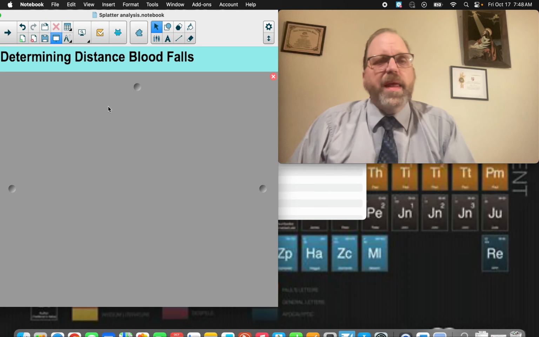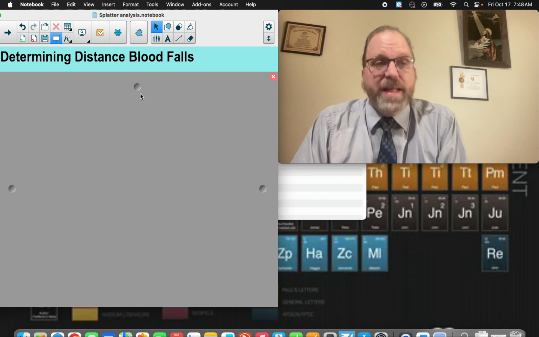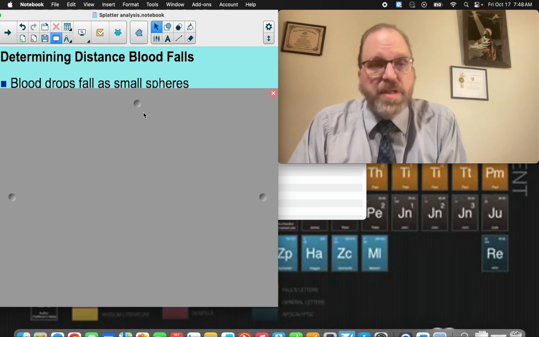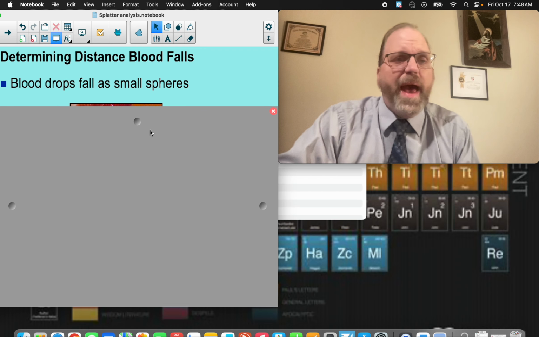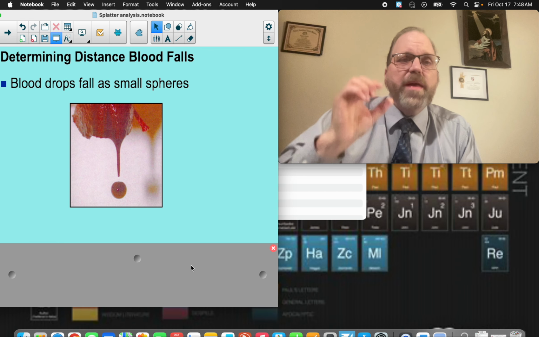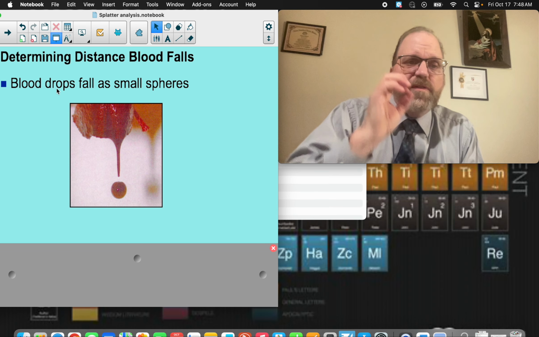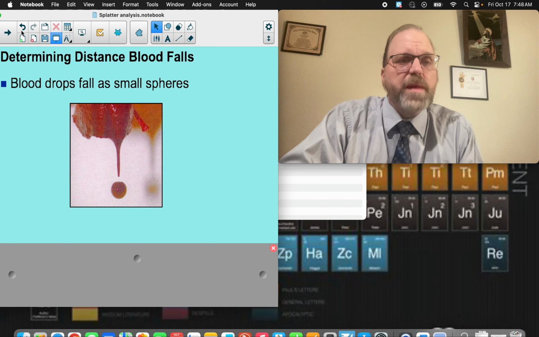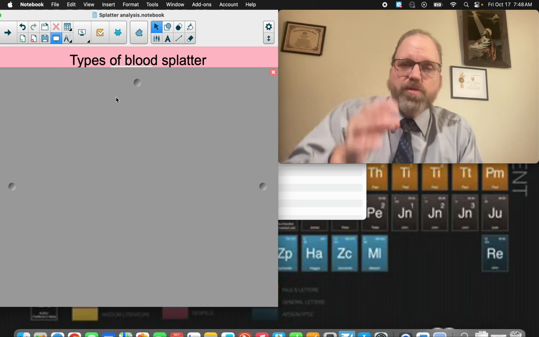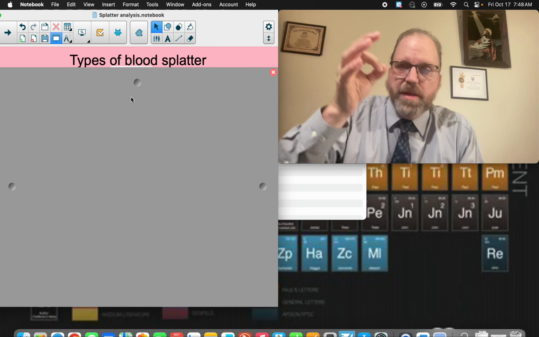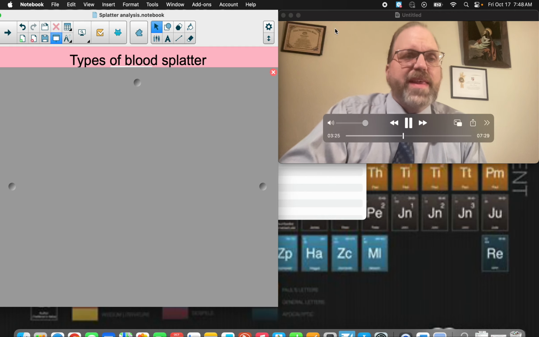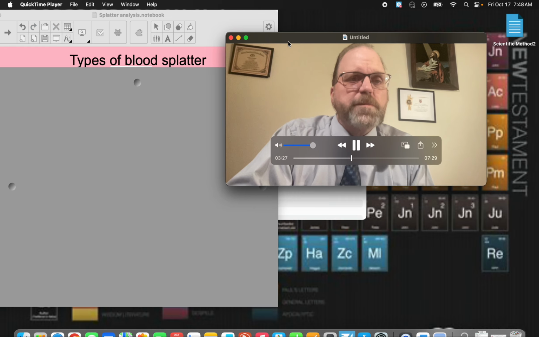Now, in terms of blood itself, we can also determine the distance blood falls. We do that by looking at the size. The blood falls as a small sphere, and it leaves a droplet. Now, the farther it drops, the bigger that droplet is going to get because the speed is going to increase.